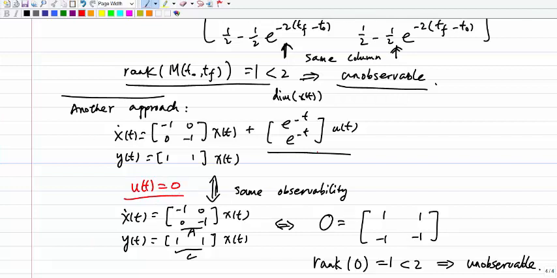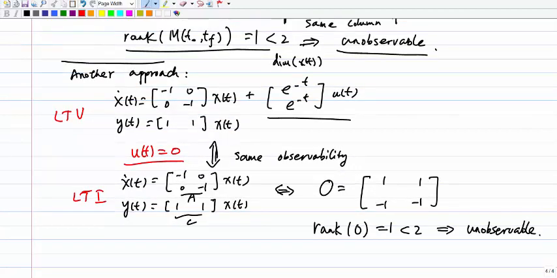So even if I have a linear time invariant system over here, because I can let u(t) be 0, I can drop the entire term. So I can turn this into a linear time invariant one, because u(t) really doesn't matter. Yes, it's the same as the linear time invariant system. Now for this one, it's easy to check the observability. I can compute the observability matrix, which is given by C and CA.